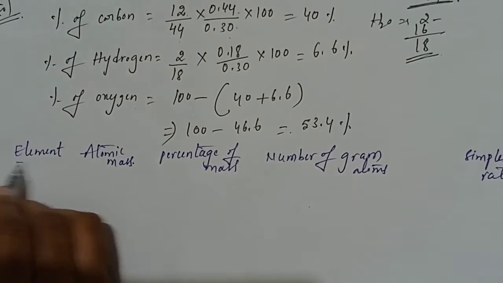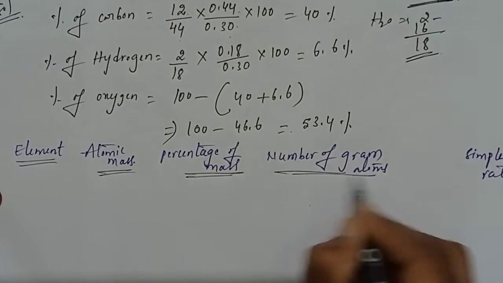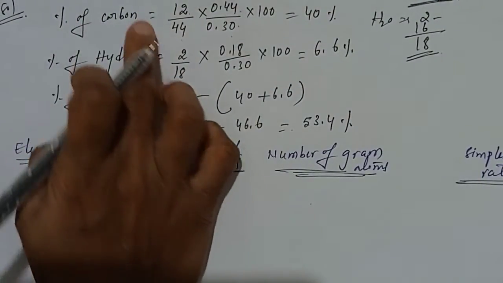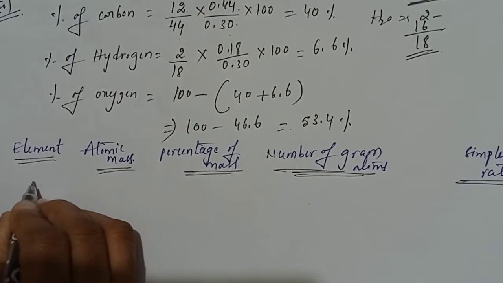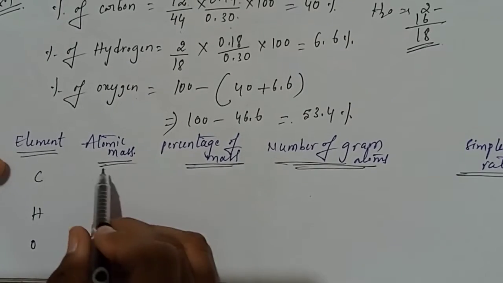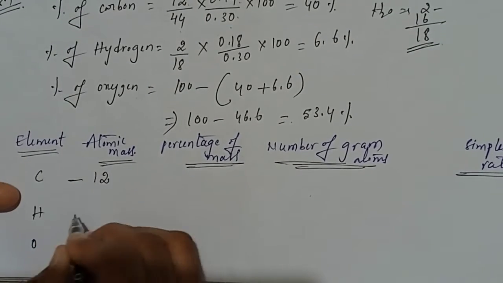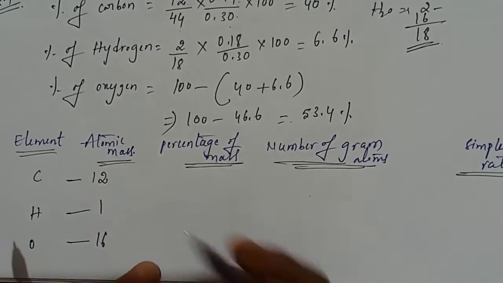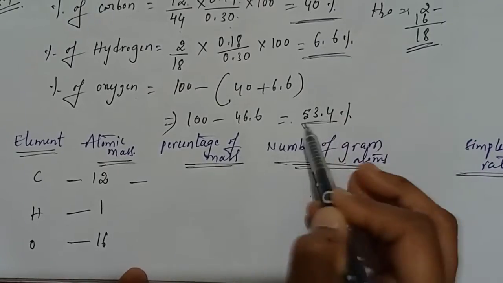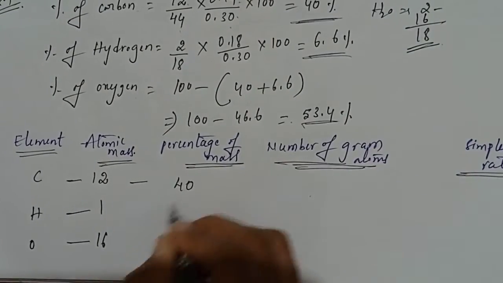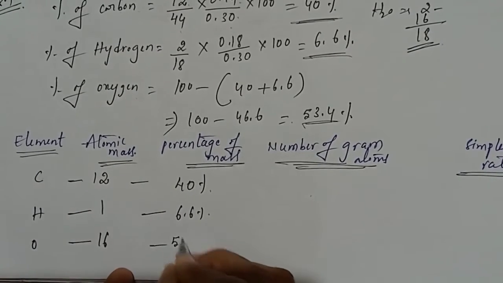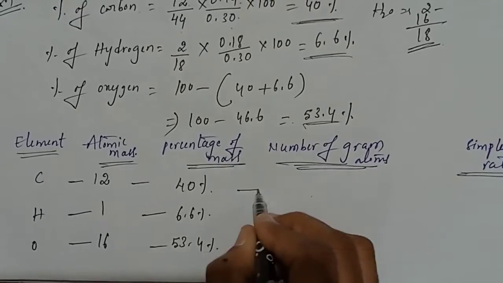Now see, students, coming to the element, which elements are given? Carbon, hydrogen, oxygen, correct? So here I am taking carbon, hydrogen, oxygen. Now, what are the atomic masses, students? Carbon atomic mass 12, hydrogen 1, oxygen 16. What is the percentage given, students? Percentage of carbon we calculated already. So can you tell me, 40%. This is 40. This one is 6.6 percentage. This is 53.4 percentage. How many gram atoms, students?